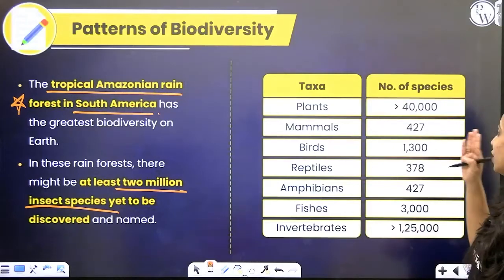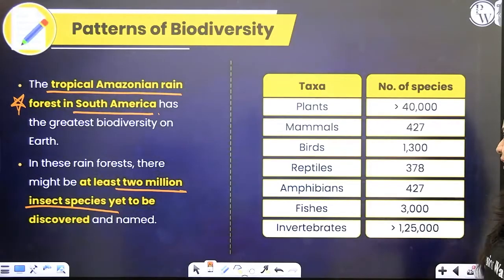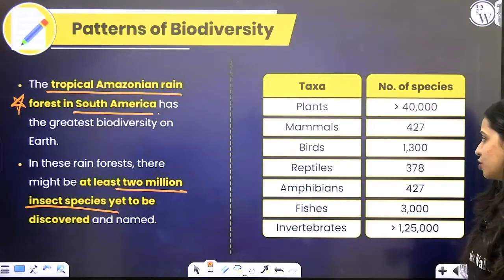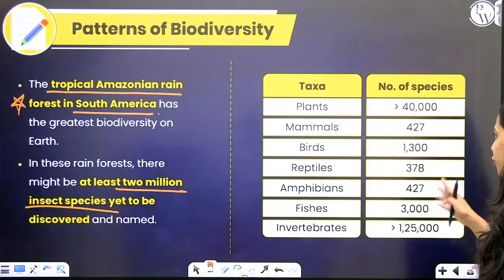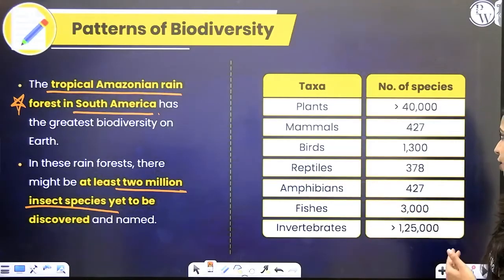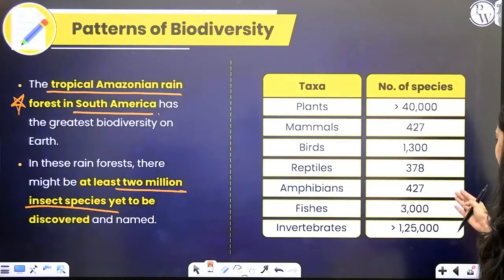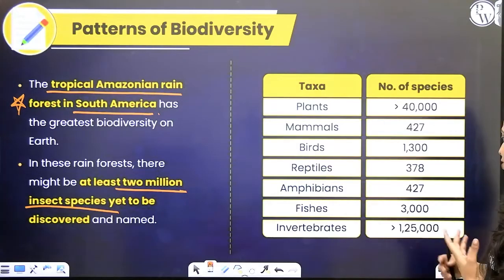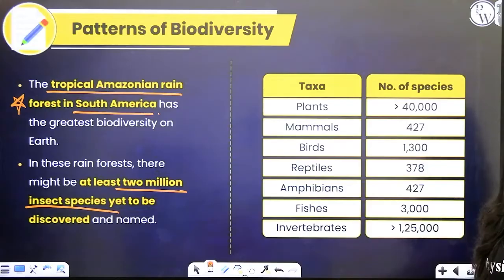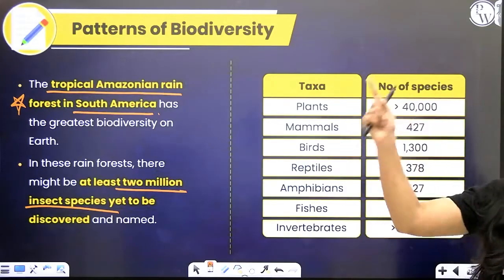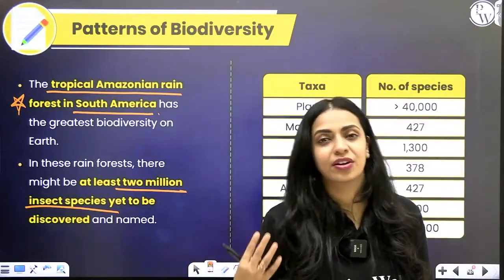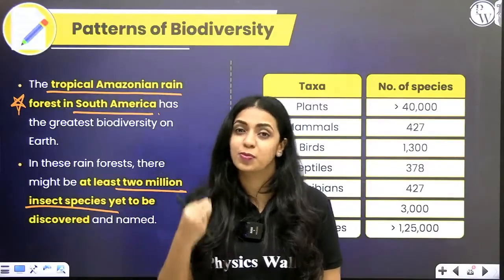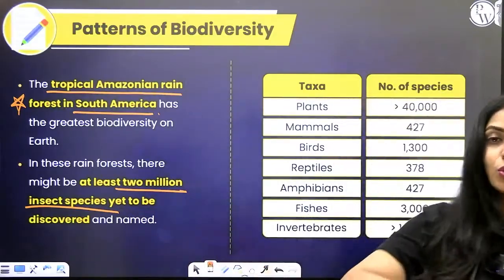There are more than 40,000 species of plants that you find there, about 427 species of mammals, around 1300 species of birds, 378 species of reptiles, 427 species of amphibians, 3000 species of fishes, and invertebrate species much greater than 1,25,000. Over here, every number is the number of species of organisms. So you can clearly see how in the Amazon rainforest we see the maximum species diversity throughout the world.